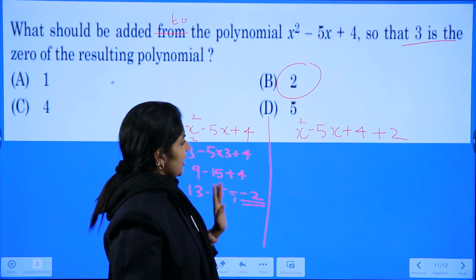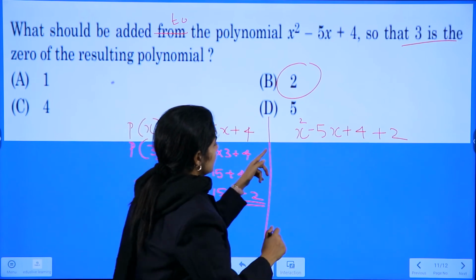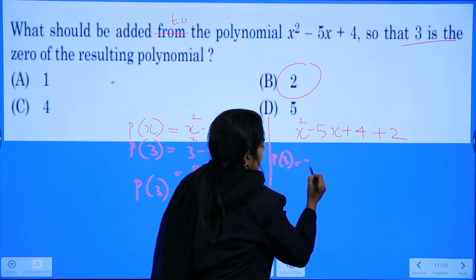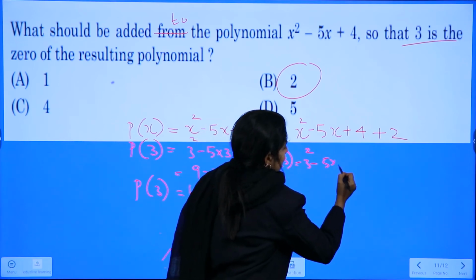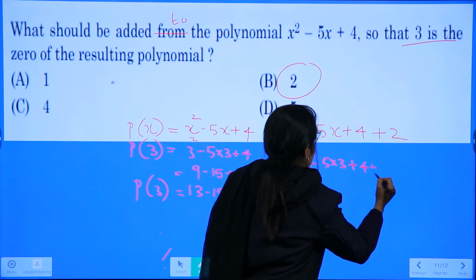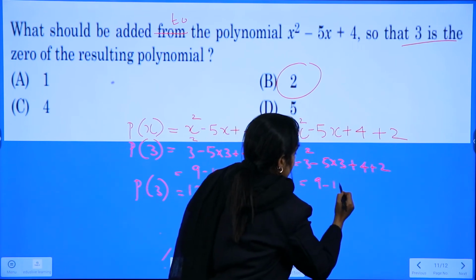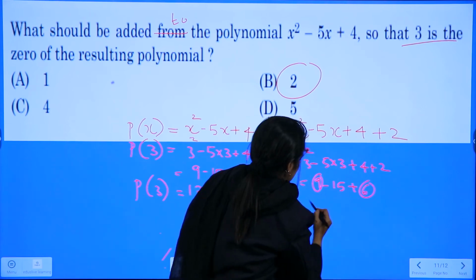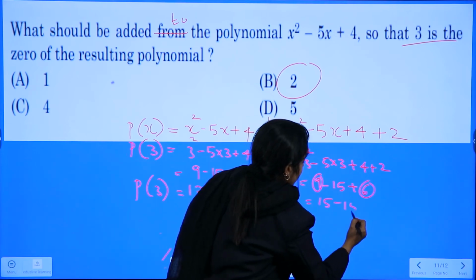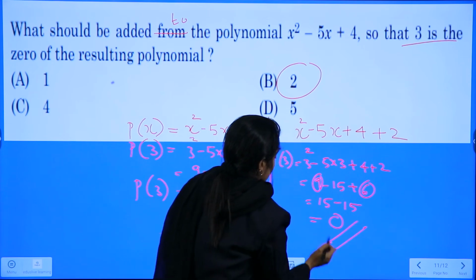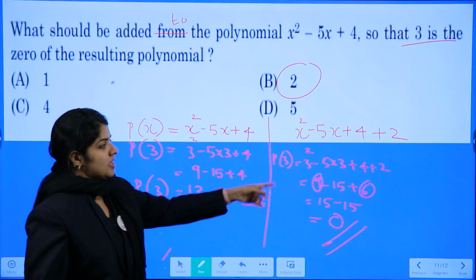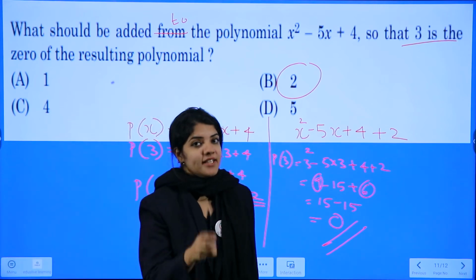Okay. Now we will check whether it is correct or not. So we can substitute. P of 3 is equal to 3 square minus 5 into 3 plus 4 plus 2. 9 minus 15 plus 6. What is 9 plus 6? It is 15, minus 15. We get 0. Yeah, so P of 3 is 0. Okay, so the correct answer is positive 2. Don't take it as negative 2.